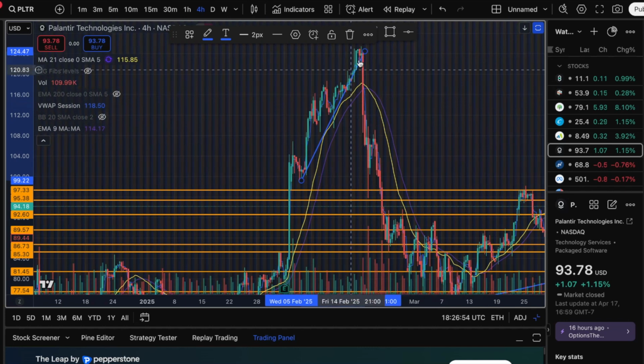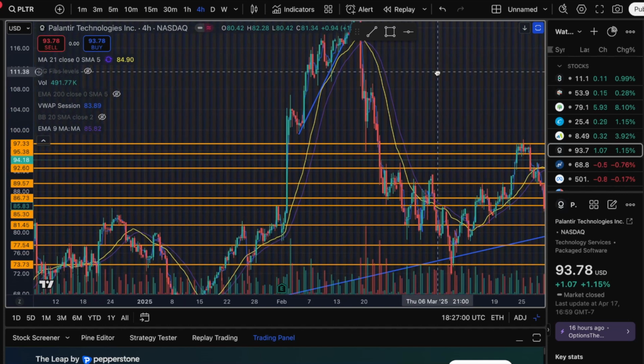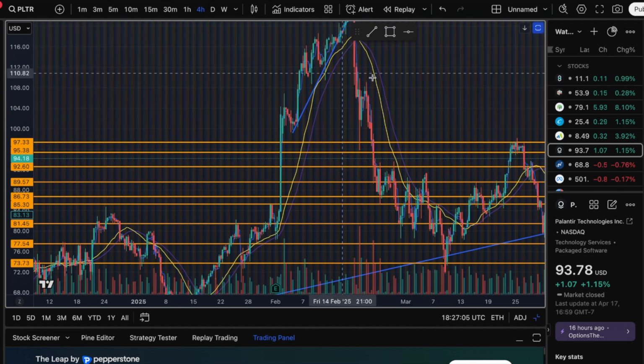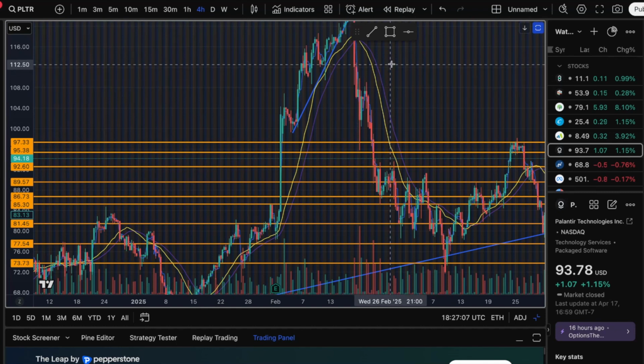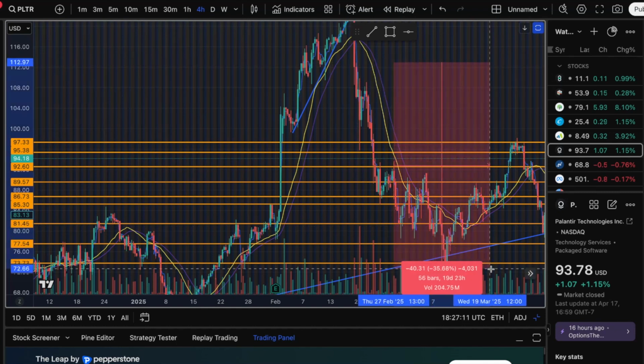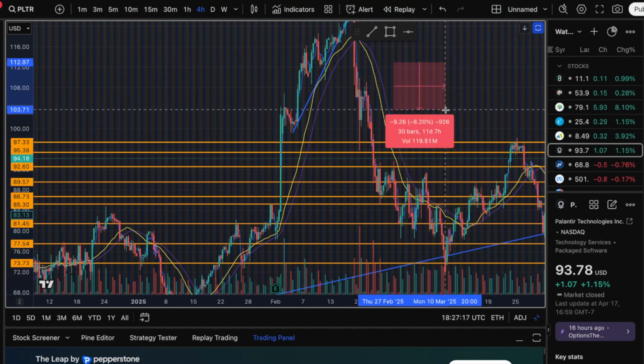So if you would have entered in the next candle after this trend was broken, you would have seen a move come all the way down. Let's take the ruler and measure it. Let's see, from that second candle from here to the low. Wow, you're talking about a 35% dip in the stock. That is very impressive, right?